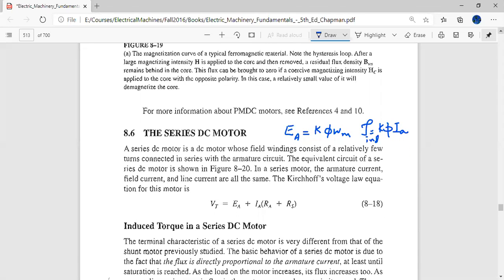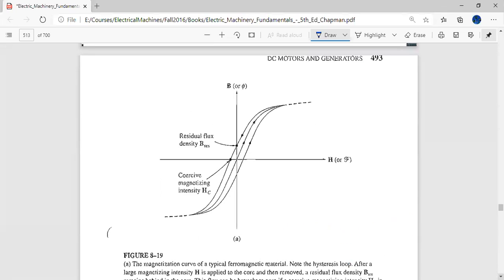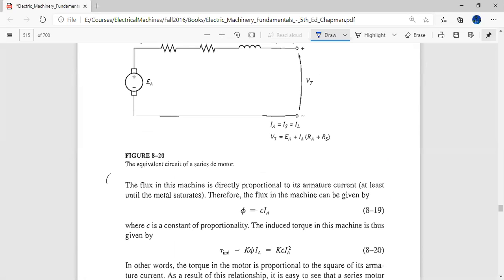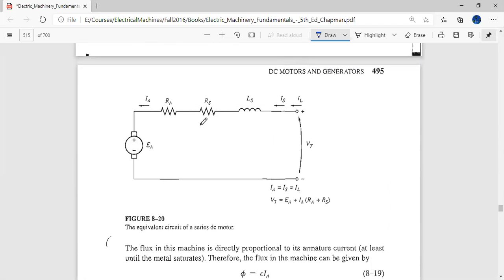Okay, so the circuit is shown over here. Next page probably. This is a circuit for a series motor. So this part you can see is the field. The field resistance is shown as RS and the field inductance is shown as LS. So this is the field part and this part is the armature part.